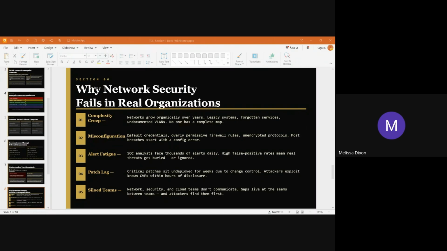So we have the complexity creep. Which is basically where networks grow organically over years: legacy systems, forgotten services, undocumented VLANs. No one has a complete map, right? If you ask a system admin to draw their full network topology from memory, they can't. Shadow IT apps and services deployed without IT knowledge is everywhere, and you can't protect what you don't know exists, right?